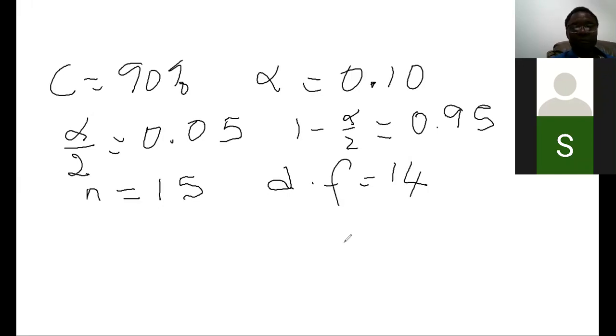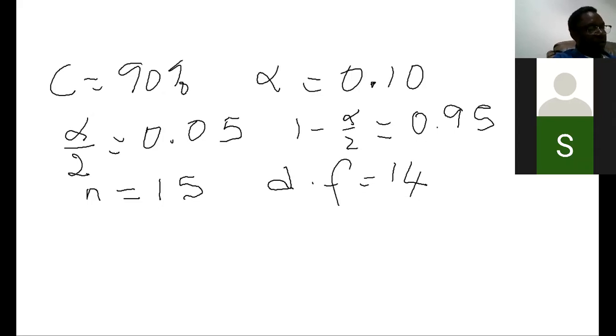Let's see, 14 and 0.95. 6.571 for the left. Is that correct? Yes. Then 0.05 and 14: 23.685. Yes. So those are the two chi-square values, left and right, that we will need.